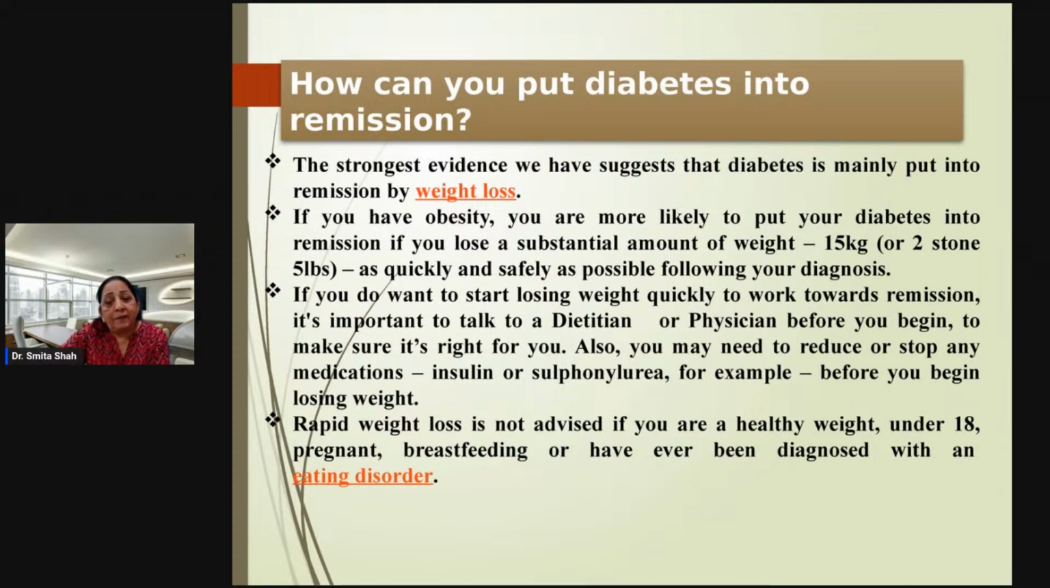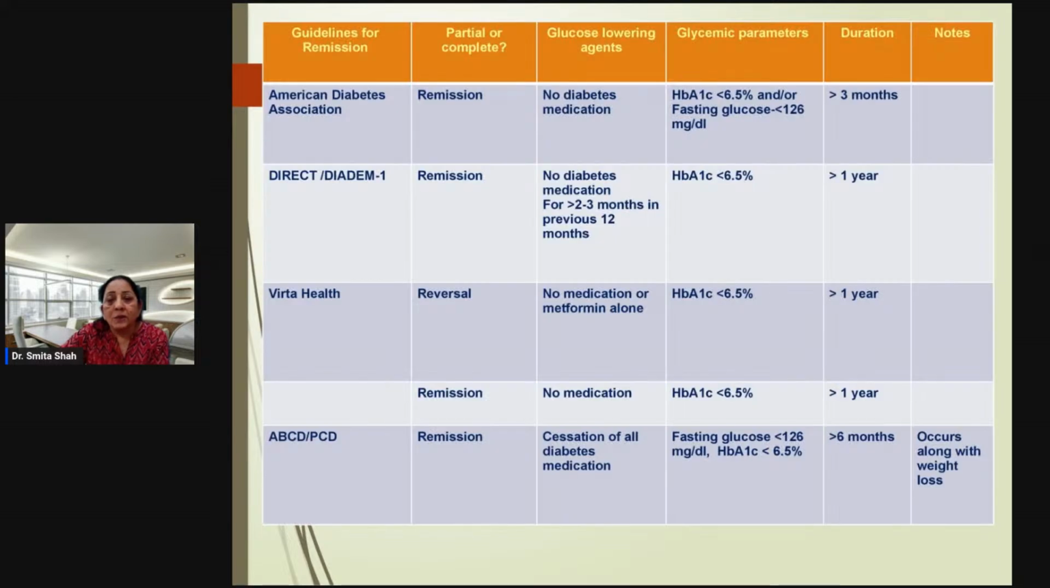And rapid weight loss is not advised if you are at a healthy weight, under 18 years, pregnant, breastfeeding, or have ever been diagnosed with an eating disorder. So this is the guideline for the remission of diabetes. These are the various guidelines: the ADA guideline, the DiRECT guideline, the Vita Health guideline, and the Association of British Clinical Diabetologists.